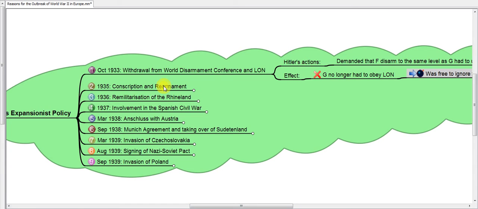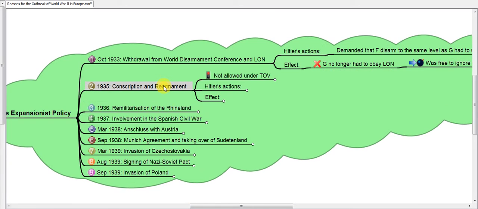Second reason then, 1935. Even though we say 1935, it's not exactly starting in 1935, and we'll get to that in a bit. But before that, let's look at this red light here. This red light represents that it's actually not allowed.